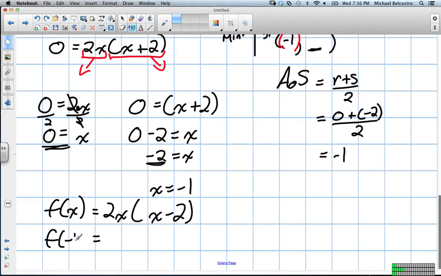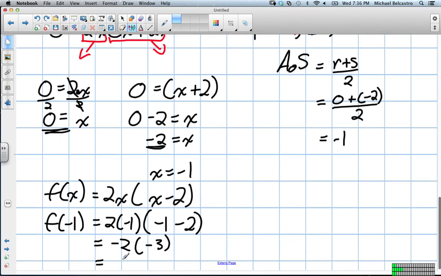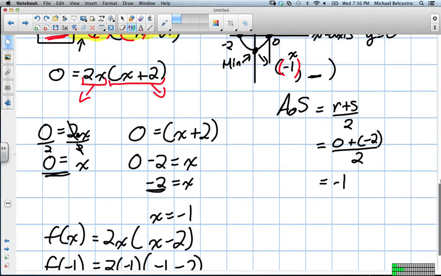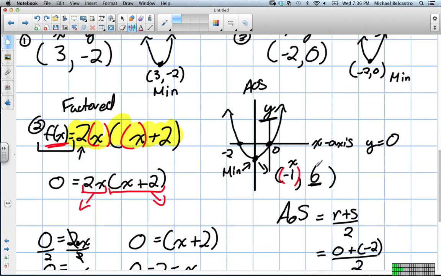f of negative 1 is 2 times negative 1, and in brackets, negative 1 minus 2. So we've got to work this out. What's 2 times negative 1? Negative 2. Yep. Negative 1 minus 2? Negative 3. Yep. Negative 2 times negative 3? 6, that's right. It's positive 6. So I've drawn the parabola wrong because the y value is 6. Really this parabola is above the x-axis, which doesn't make sense.